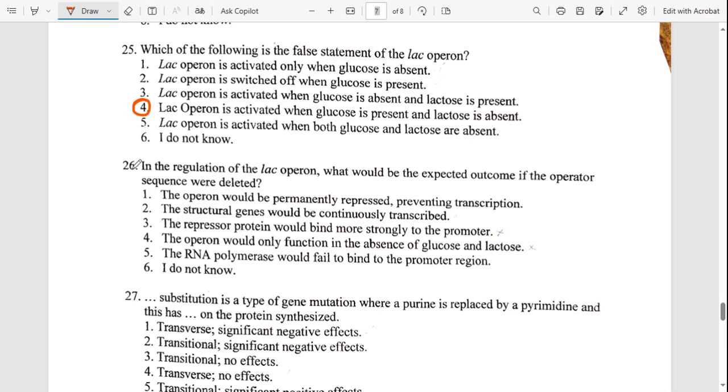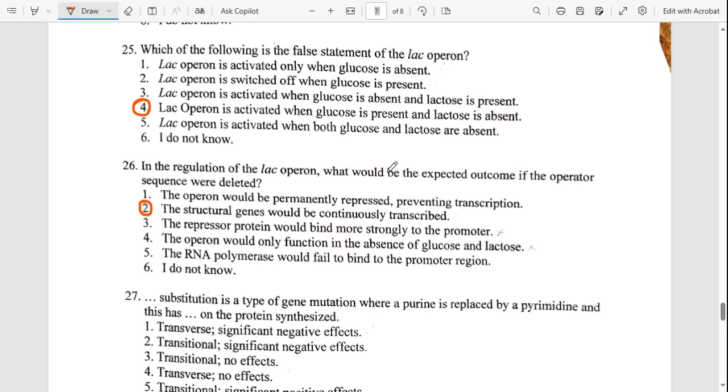26. In the regulation of the lac operon, what would be the expected outcome if the operator sequence were deleted? If the operator sequence were deleted, operon would be permanently repressed. Remember I said the operator is what prevents the RNA polymerase from moving. So if the operator is not there, it means that there will be continuous production of these enzymes. Okay, the operon would be permanently repressed, it wouldn't be replaced. Structural genes would be continuously transcribed. That's true.